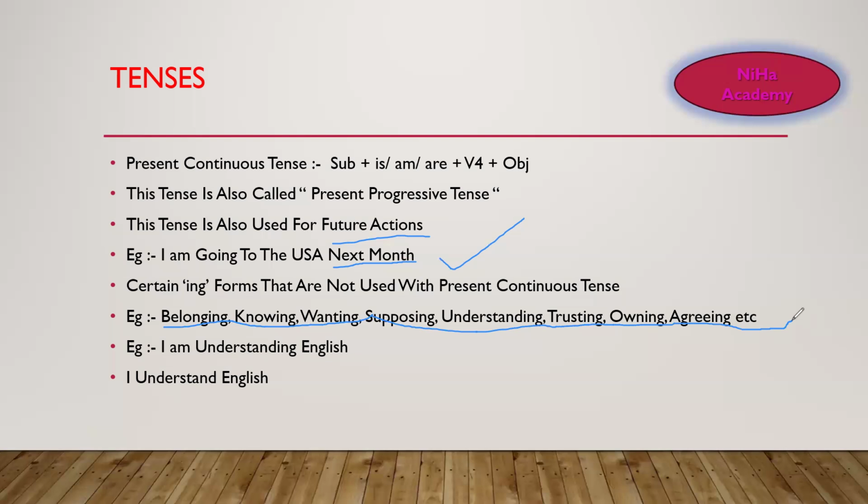Not agreeing, owning, trusting, understanding, supposing, wanting, knowing, belonging. Belonging, knowing, wanting, supposing, understanding, trusting, owning, agreeing are not used in the present continuous tense. These are the tenses which we use. Now let's clear all my drawings.